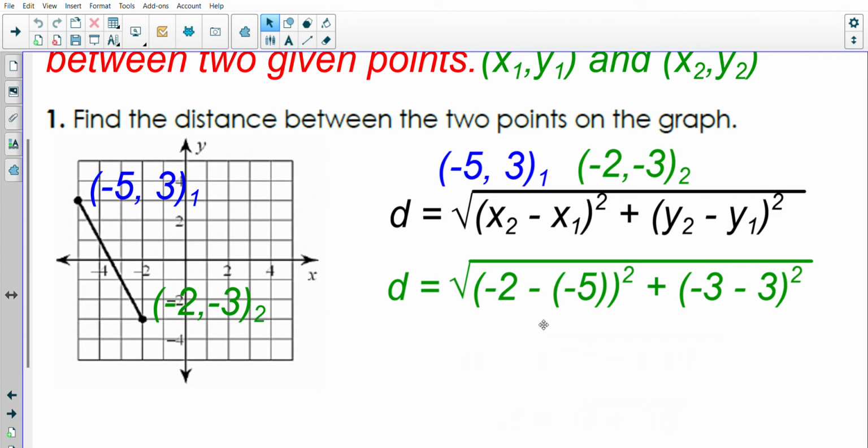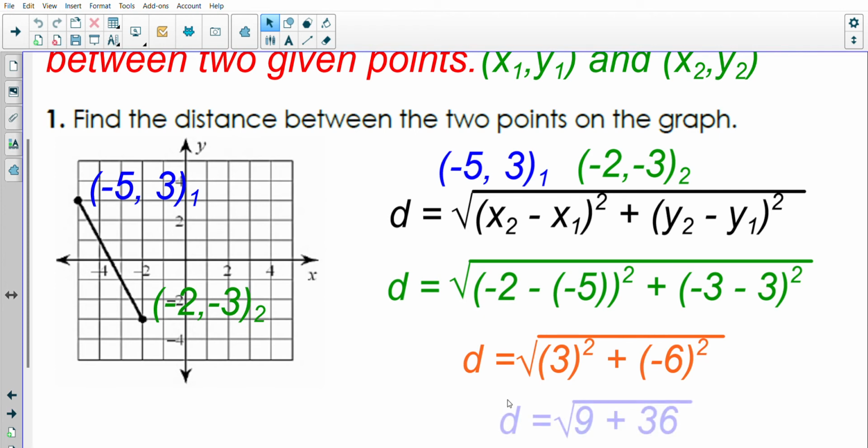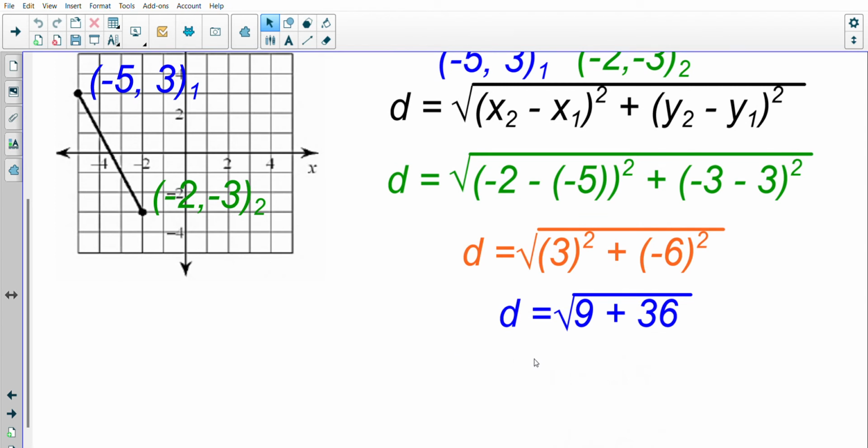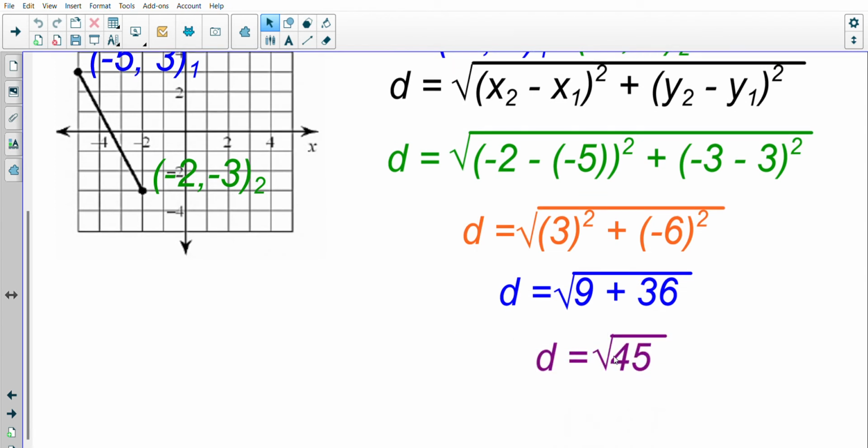Let's go ahead and do that subtraction. That's going to give us the square root of 3 squared plus -6 squared. We'll go ahead and find those squares next, and we end up with the square root of 9 plus 36. Well, 9 plus 36 is 45. Our final step will be to find the square root of 45. We're going to use an approximation here, and we come up with d, or the distance, is about 6.7. That tells us that the distance from the first ordered pair to the second ordered pair is about 6.7 units.